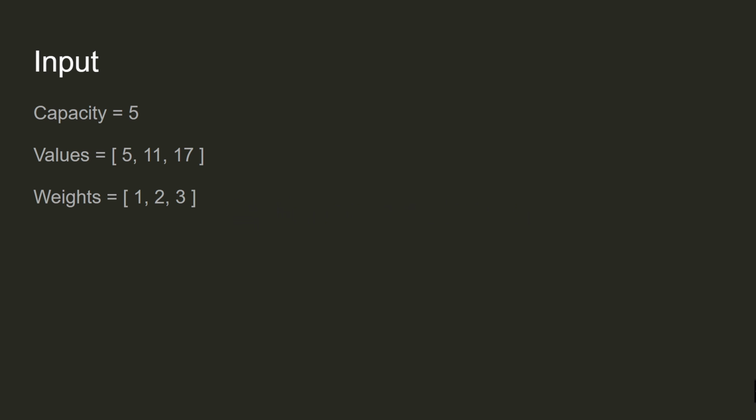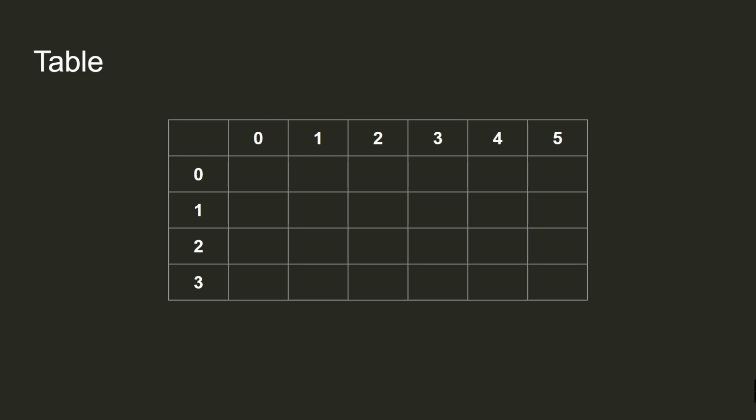If we have 40 items to choose from, we will need to do around a trillion function calls. So let's try to address this problem via dynamic programming. We will start with building the table. Imagine that the capacity of the backpack is 5 and you have items with values 5, 11, 17 and weights 1, 2 and 3. The rows of the table will be the items and the columns will be the weight up to the maximum weight.